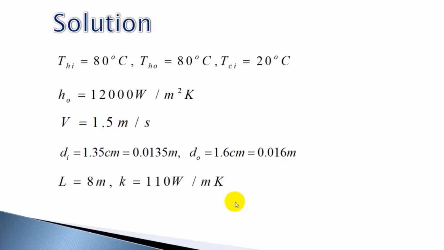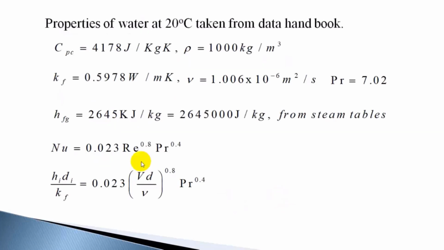The commonly used correlation is Nusselt number equals 0.023 Re raised to 0.8 Pr raised to 0.4, where Re is the Reynolds number and Pr is the Prandtl number. For fluid flow inside pipes, this is the equation commonly used to obtain the heat transfer coefficient. Since the fluid flowing inside the pipe is getting heated, we use the index 0.4. If the fluid is getting cooled, we use 0.3.